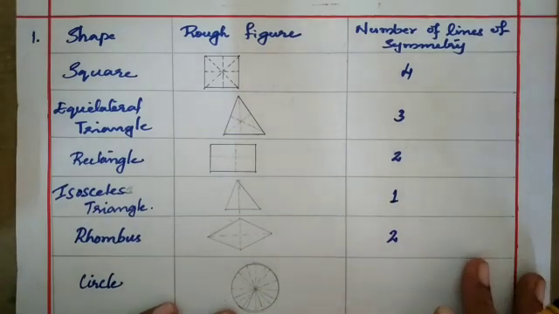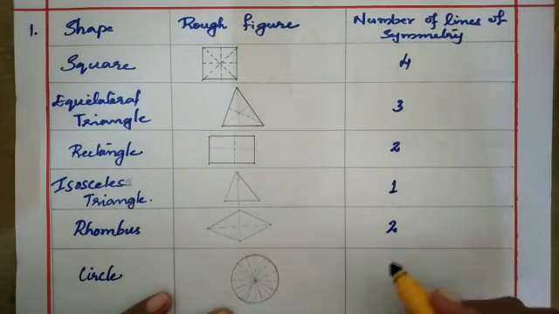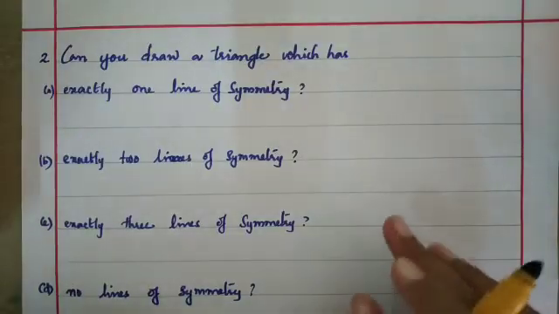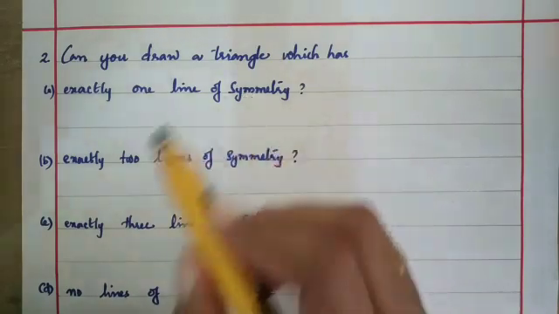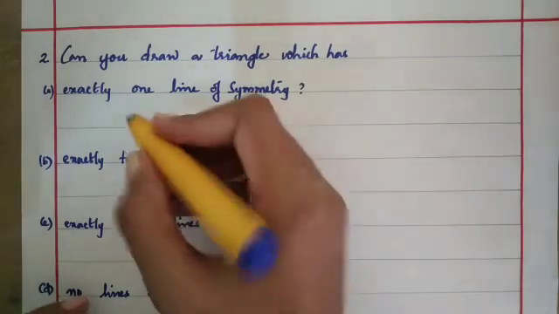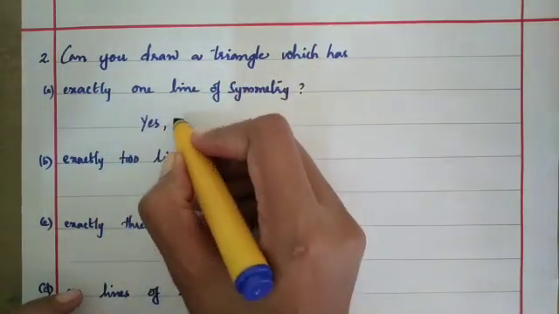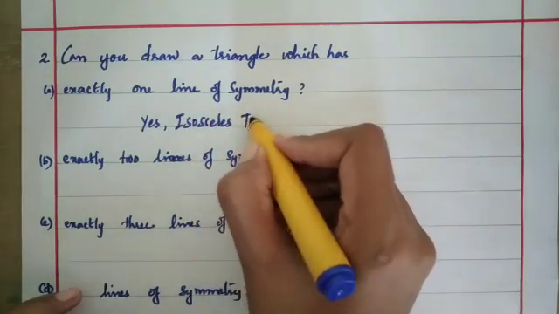Then you have the circle. A circle has countless lines of symmetry. Yes, you have to draw so many, so you have to write countless. Hope all of you understood. Then one more question. Can you draw a triangle which has exactly one line of symmetry? So only one line of symmetry. Which triangle? Yes, you can draw it. Its name is the isosceles triangle.